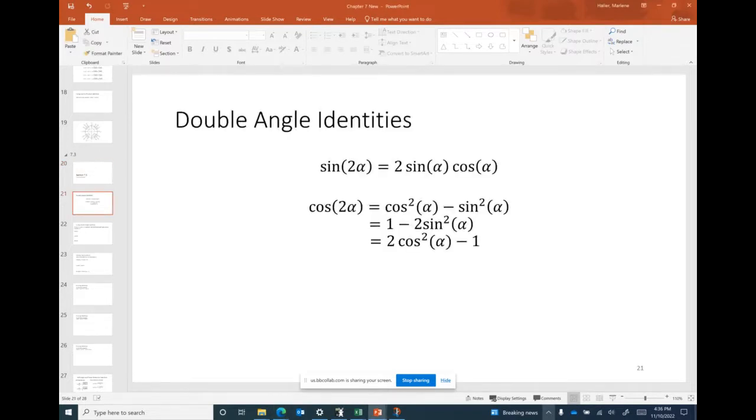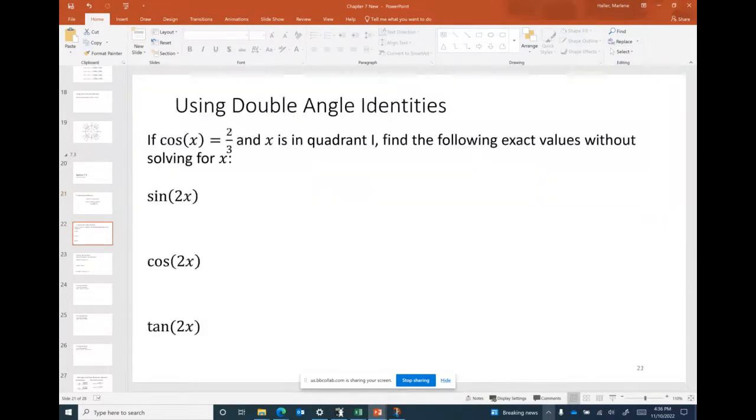We'll start with the double angle identities. The first one, the sine of 2 alpha is equal to 2 times the sine of alpha times the cosine of alpha. That's the sine double angle identity. And then the cosine has 3 versions. The cosine of 2 alpha could either be cosine squared alpha minus sine squared alpha, 1 minus 2 sine squared alpha, or 2 cosine squared alpha minus 1. We can use any one of these 3 versions of this formula depending on what we're trying to accomplish. Let's look at some examples.